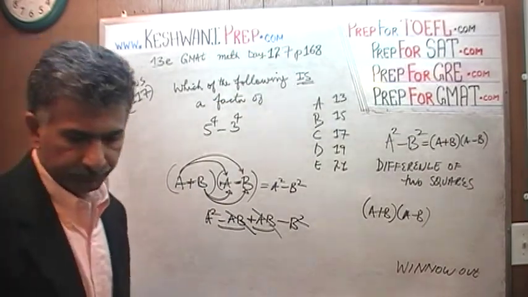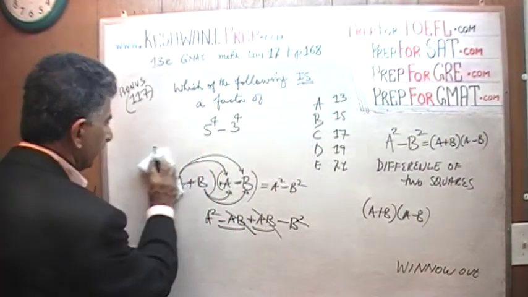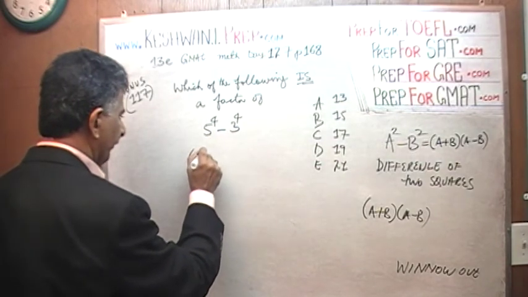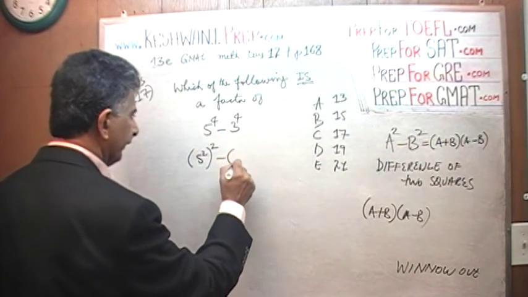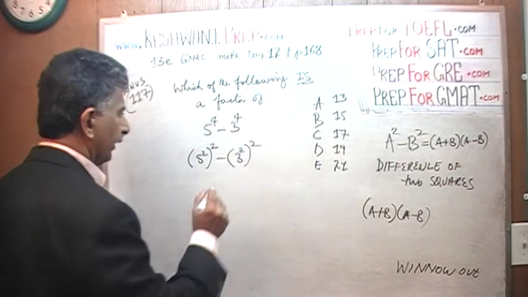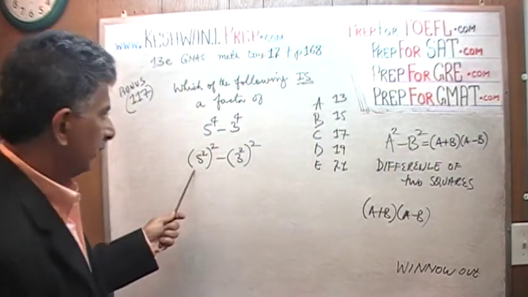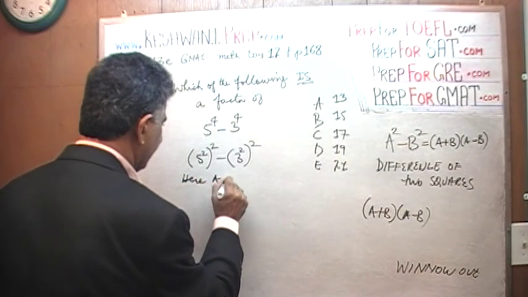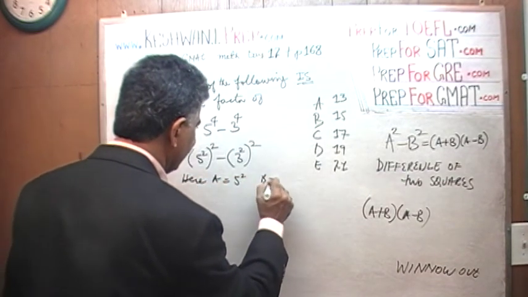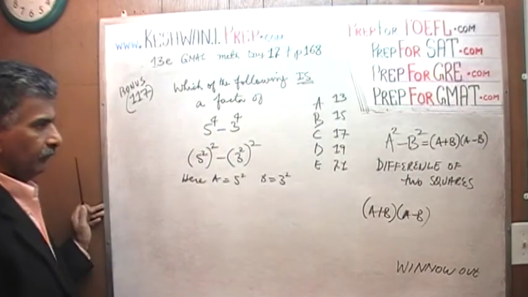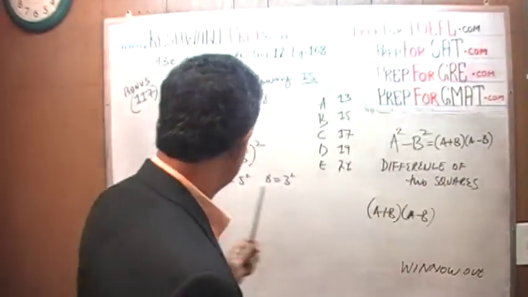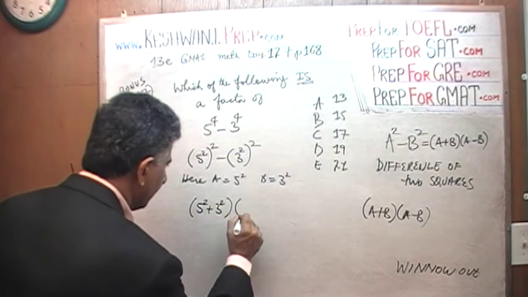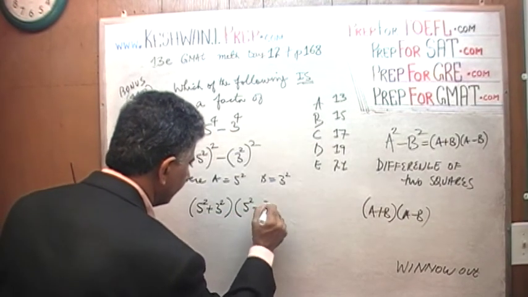That's what we have to do here. So we can write 5 to the 4th as 5 squared squared, minus 3 squared squared. So here our A is 5 squared and our B is 3 squared. One more time, A plus B, so that's going to be 5 squared plus 3 squared, times 5 squared minus 3 squared.